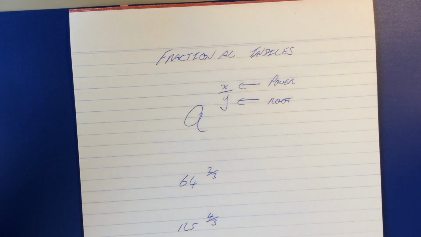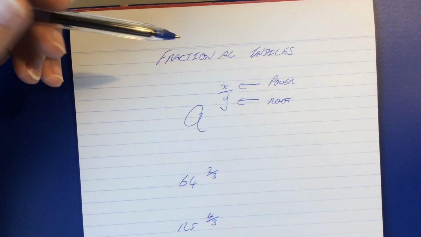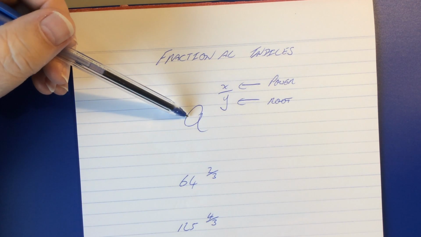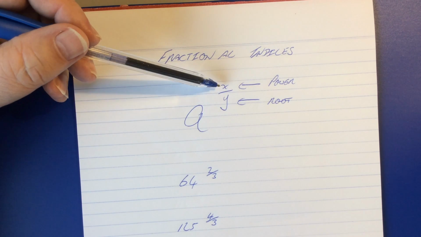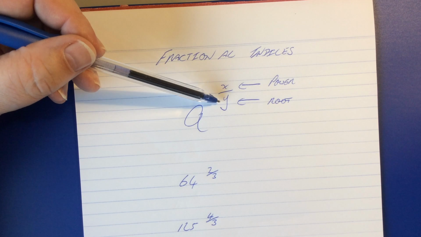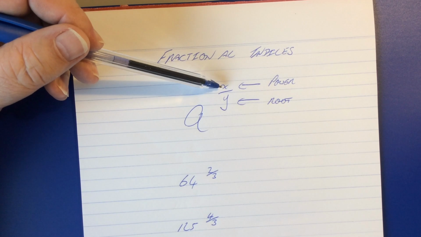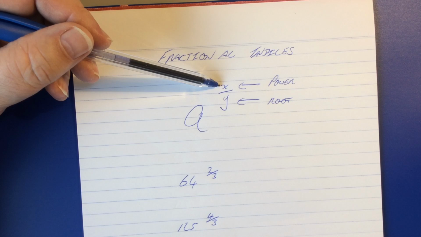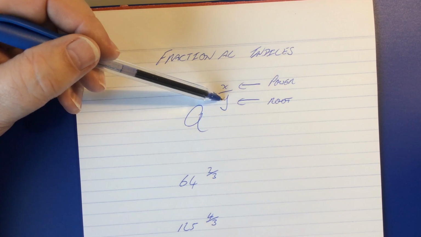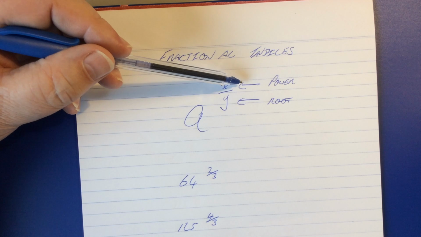Today we're looking at fractional indices. And these can be quite intimidating, but there's no reason for them to be. A fractional index is a number or a pronumeral raised to the power of a fraction. The key to dealing with these is to understand what each part of this fraction does. The denominator here is the root, and the numerator is the power.